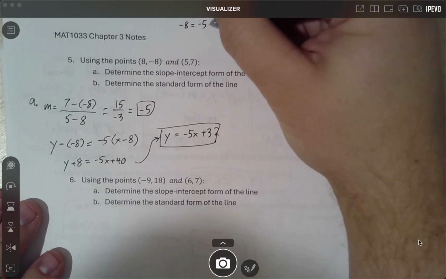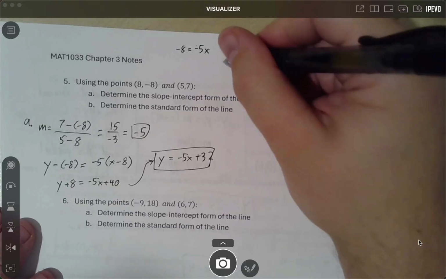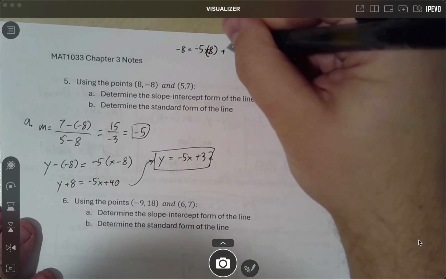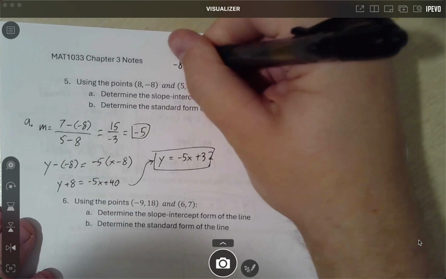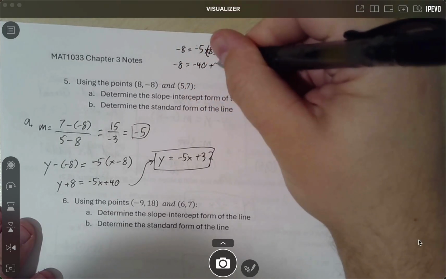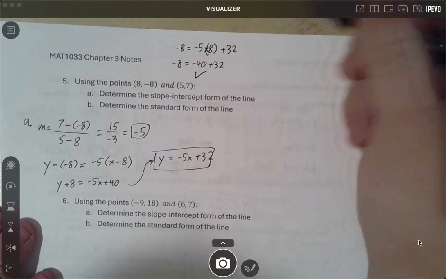And we did this again in 5.1. Times negative 5 times positive 8 plus 32. And let's see here, that's negative 8, and then that's negative 40 plus 32. And yep, I know that is negative 8.